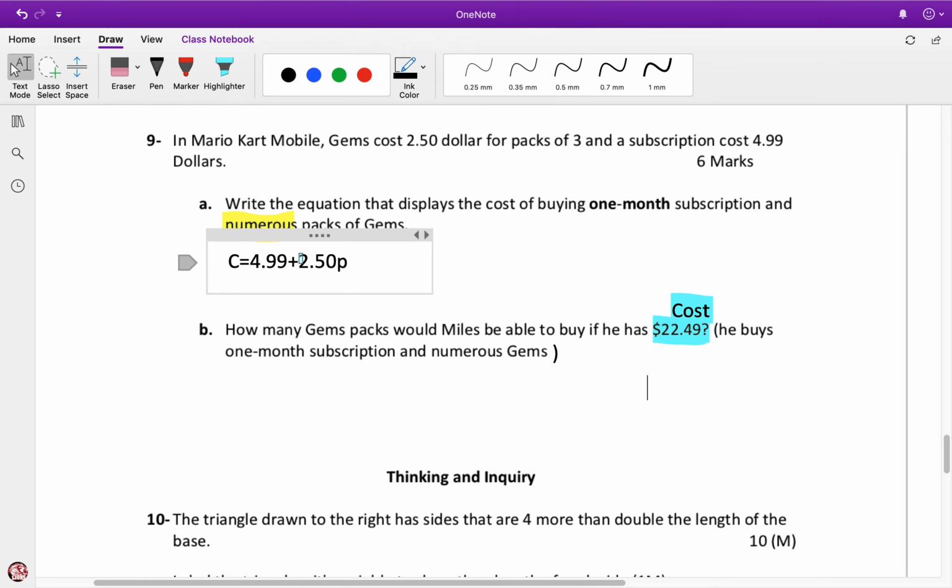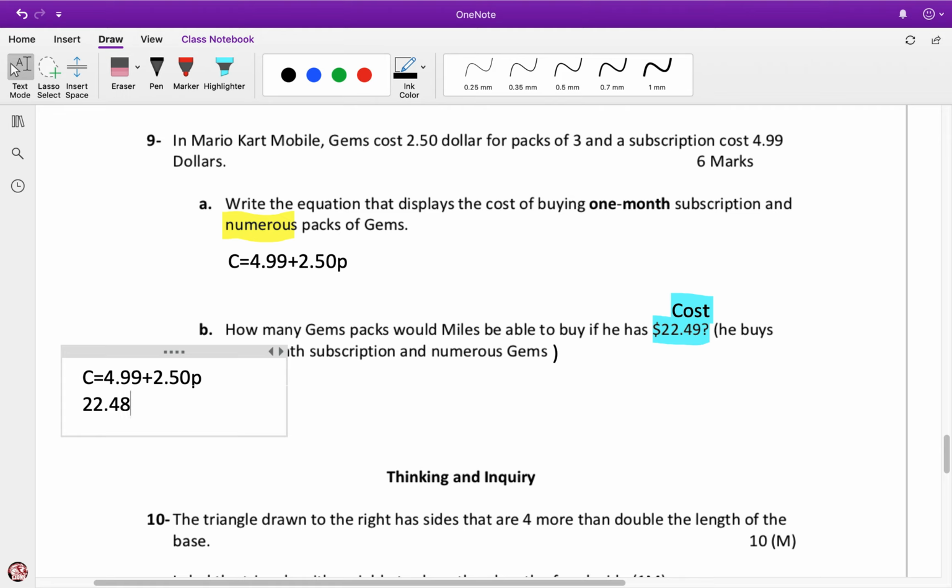So what I'm going to do is take this formula and reproduce it here. But we know our cost this time. This cost is $22.49. So it equals 4.99 plus 2.5p. Now let's rearrange. I want to isolate my variables. So I'm going to move over the 4.99. So it's 22.49 minus 4.99. Since it's a positive on that side, it's going to become a negative, equals 2.5p.